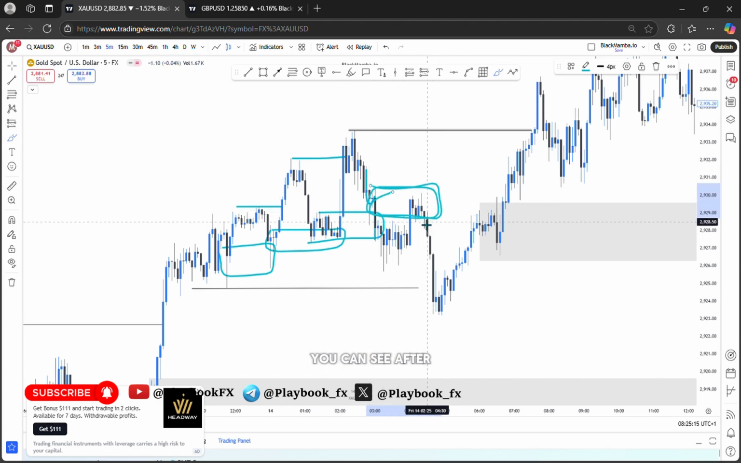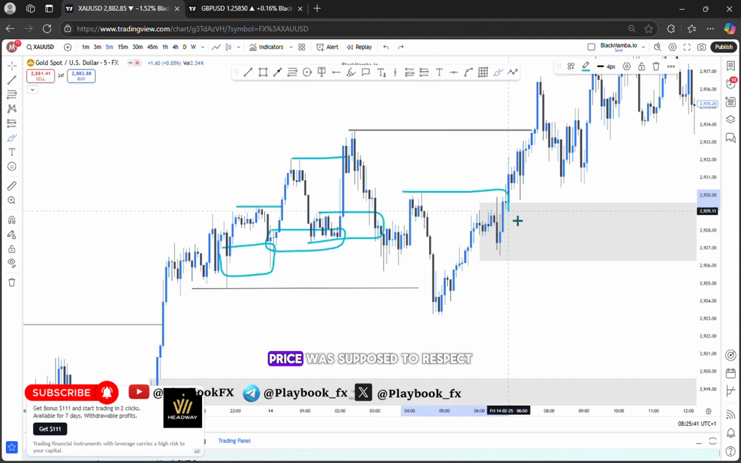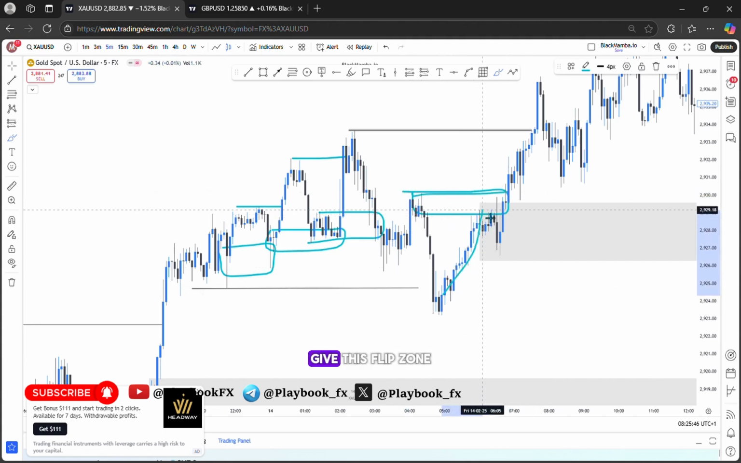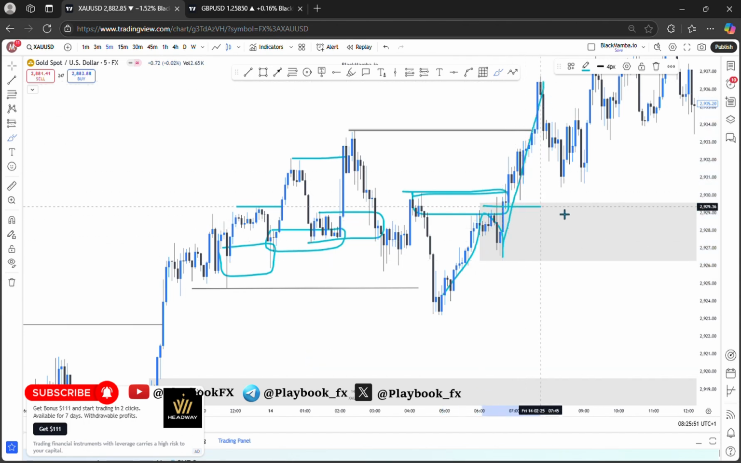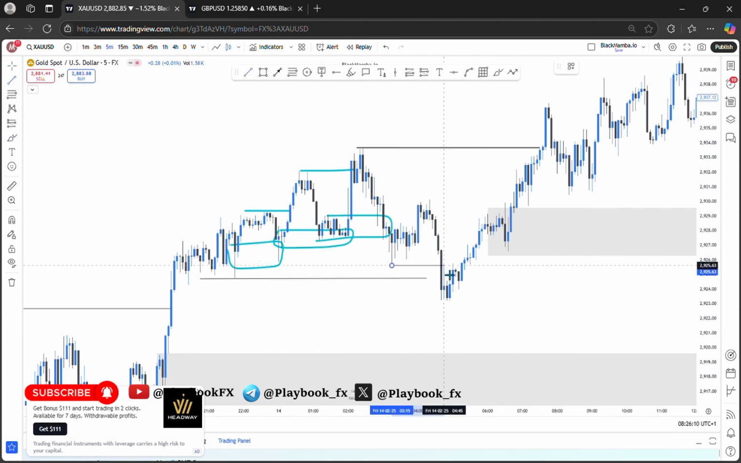You can see after price failed this level, price came back to mitigate it and then broke structure to the downside. Now following mitigation again, this was supposed to be the next area price was supposed to respect, and if you can see, price came there, gave this flip zone reaction, then pushed to the upside. So this is another flip zone here. You want to look for that reaction that failed a supply or a demand. So that will be your flip zone.